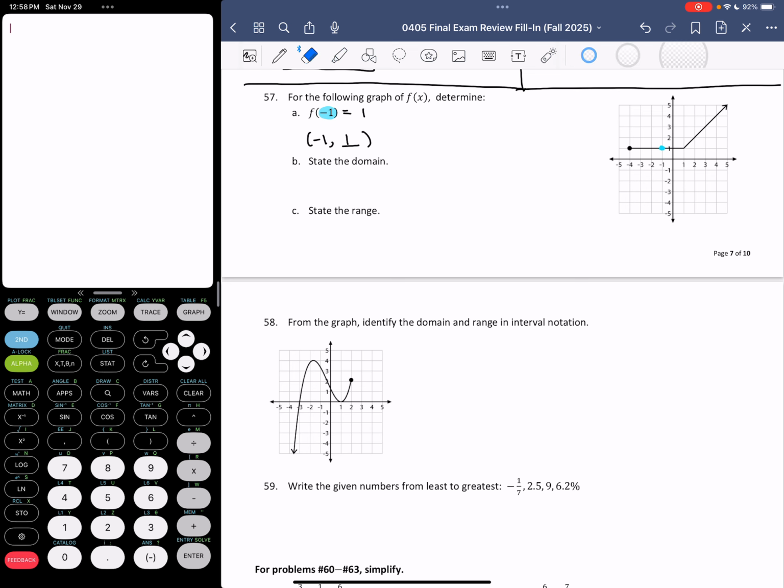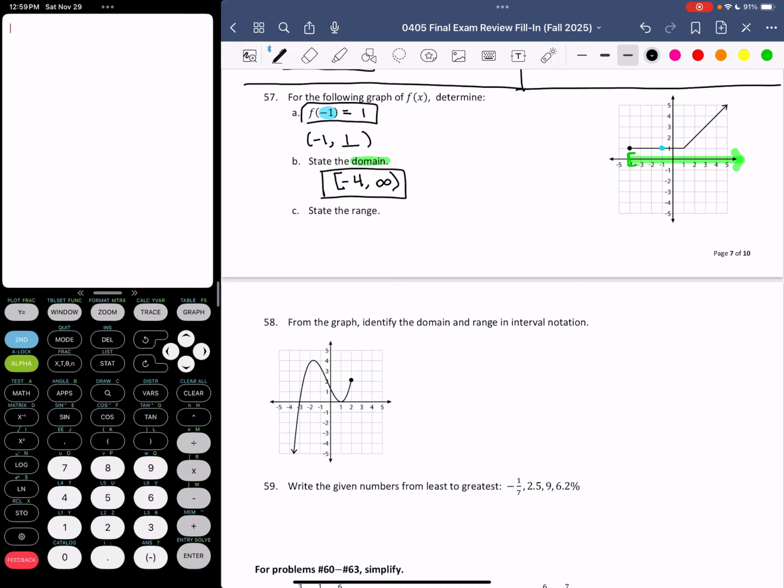State the domain. The domain is going to be on your x-axis. So if you're following this graph down, squeeze it down to your x-axis. At -4 we would include this, so we would put a square bracket here at -4, since there's a solid point there. Then since the graph has an arrow on the right-hand side, it goes on forever. That's going to be positive infinity, and always parentheses on that. Let me box this.